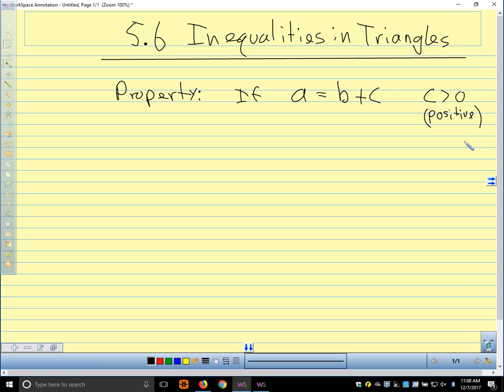Well, if we get A by adding some positive number to B, then A has to be bigger than B. We get A by adding something to a number, so A has to be bigger than the number that we added something to, to get A. So that's our property.